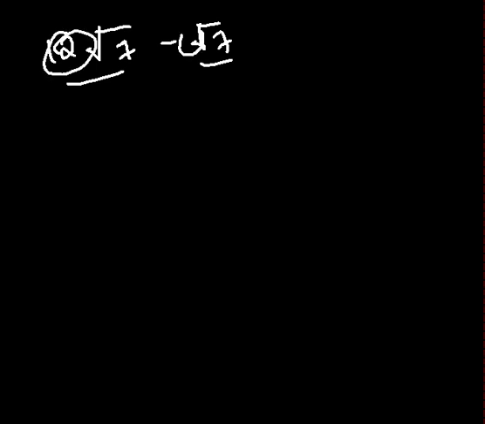Now let's say we have a case like 12 times the square root of 7 minus the square root of 7. How can we do this? In this case these are like terms, so the coefficients will be subtracted. We'll have 11 times the square root of 7, so that is the solution.